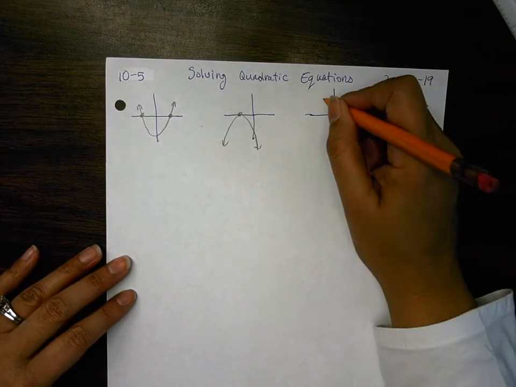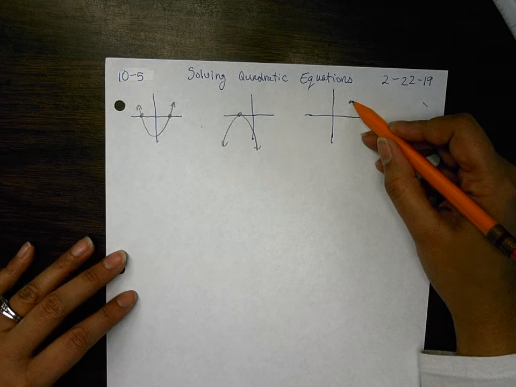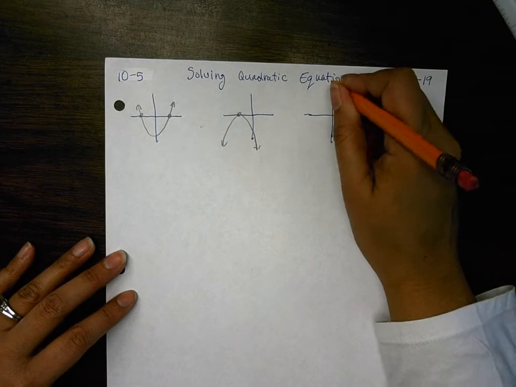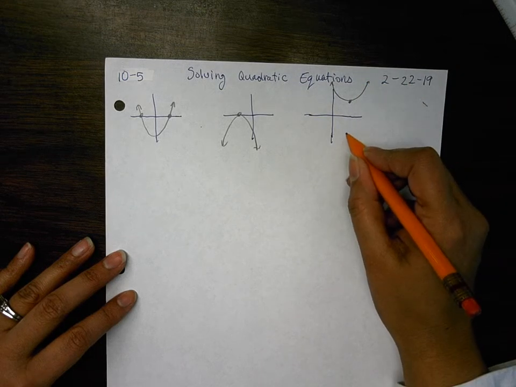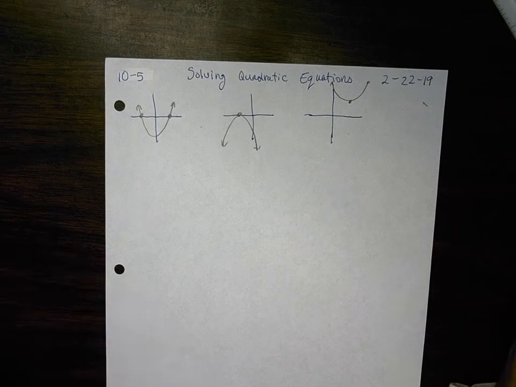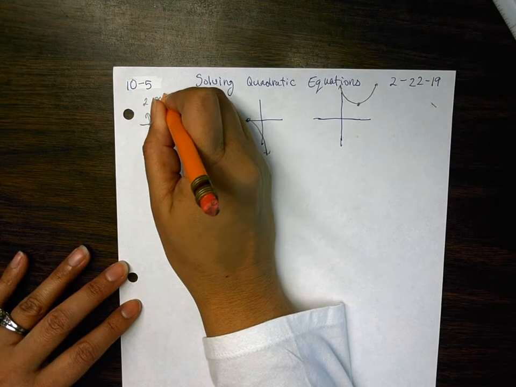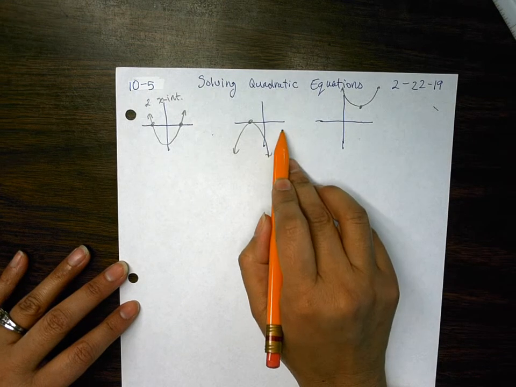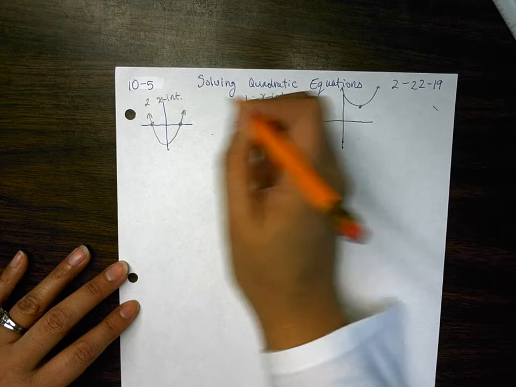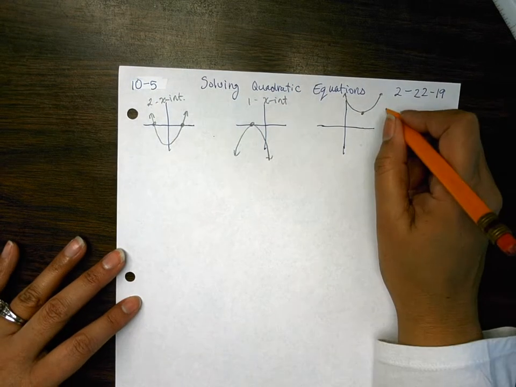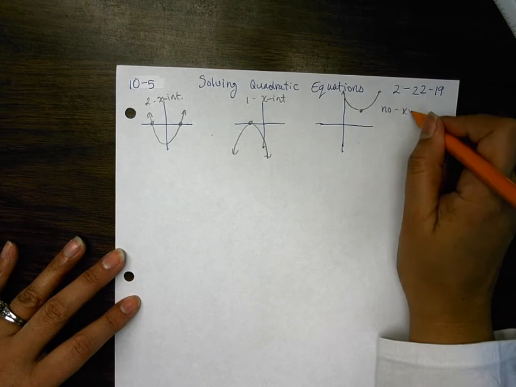Okay, so if I put my vertex, say, up here, what direction would the parabola have to open in order for it to have no x-intercepts? It would have to open up. What if I put it down here? What direction would the parabola have to open? Down. Okay, so this here is 2 x-intercepts. This is how many x-intercepts? 1. And the last one is what? None. No x-intercepts. So 2, 1, or none.